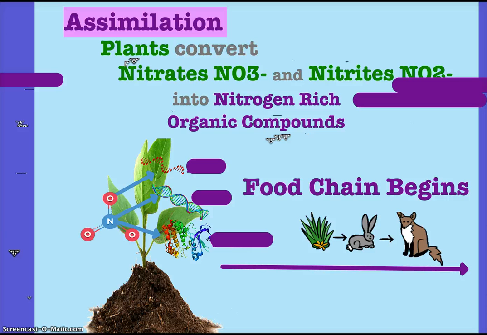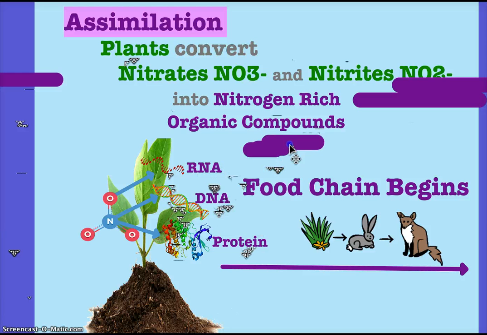Look at my pictures of nitrogen-rich organic compounds. What are they? Who's seen these pictures? What is this stuff? Oh, that's DNA, double helix. Good. RNA, the single nucleic acid, and this is protein. So plants take the nitrogen, the nitrates, and they actually make the important things we need in our body, which is protein and DNA. And then as every cycle, the food chain begins.